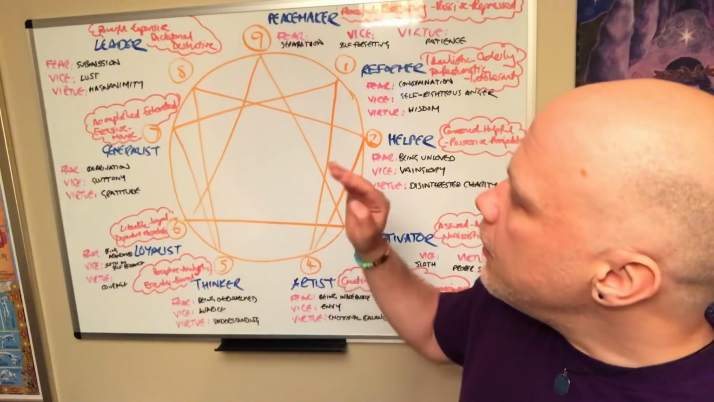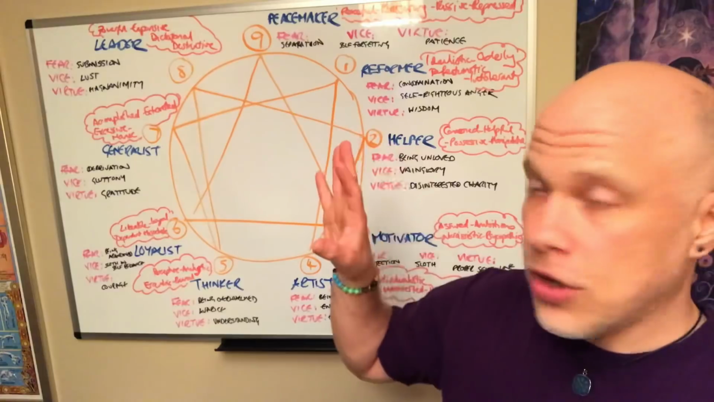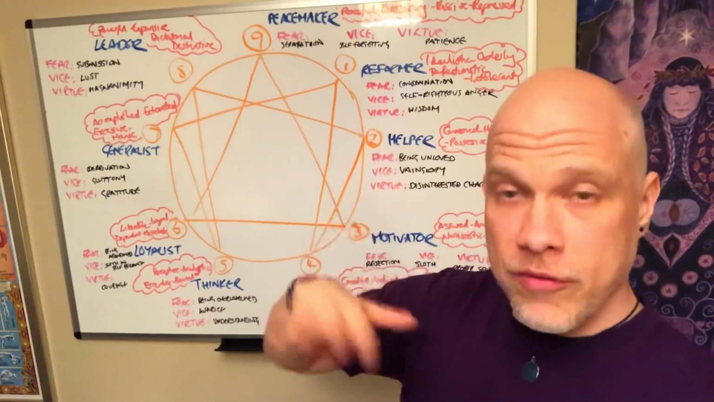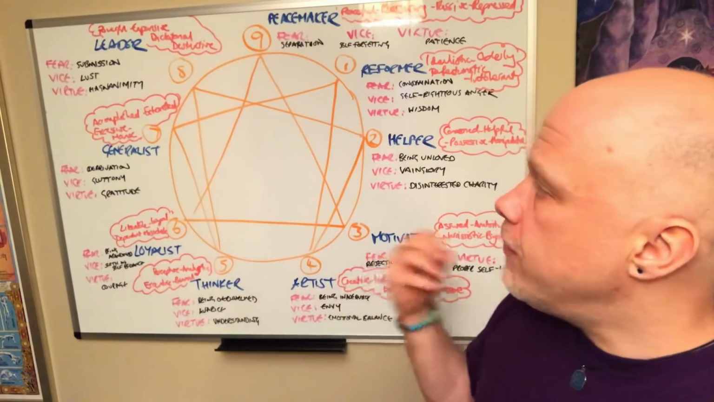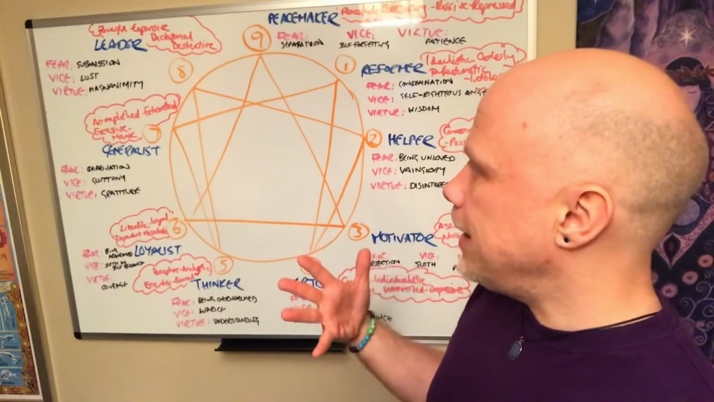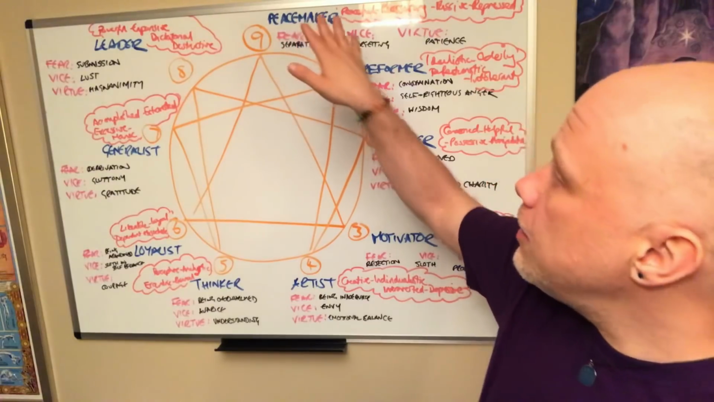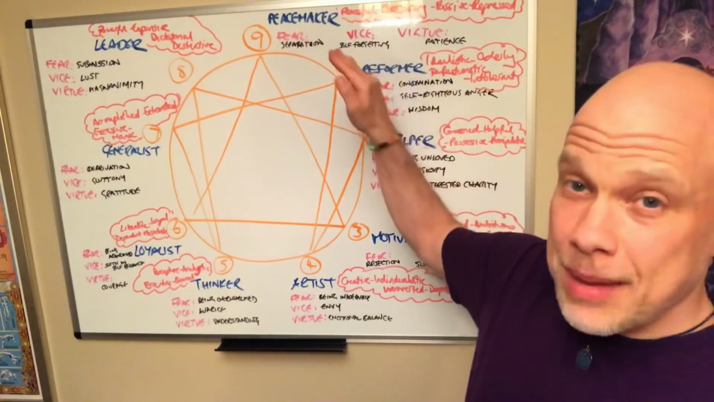So the leader is powerful, expansive, dictatorial and destructive. That's their cluster of qualities. Their fear is of submitting to others. Their vice is lust, and their virtue is magnanimity. So when they're at their best, they can be very magnanimous. And the number 9 is the peacemaker, the peaceful, reassuring, passive and repressed person. Their fear is of separation.